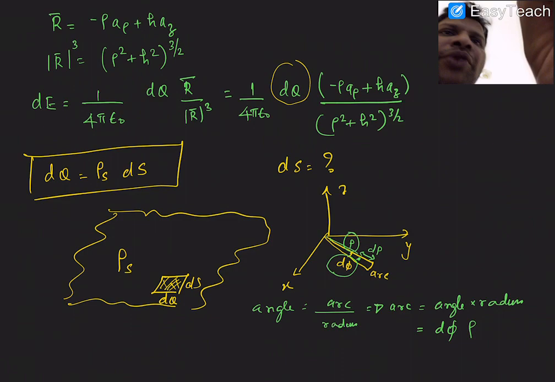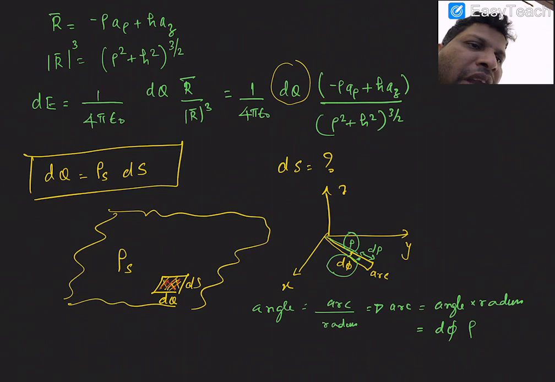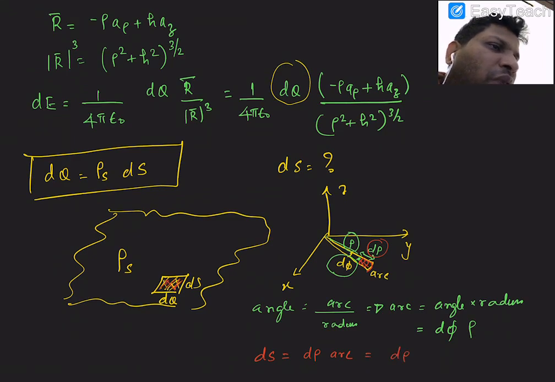If I want to find the small area due to this small arc, my area ds will be equal to, you see, this is the small arc and you have the change d rho. So I have a small area here. The small area is equal to d rho multiplied with the arc. What is my arc? Arc is equal to d phi into rho. So I can write my equation for ds as rho into d rho into d phi. So I got everything in terms of rho.